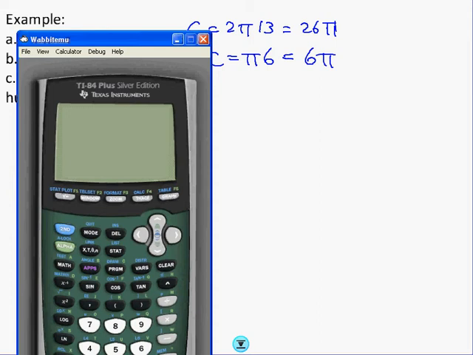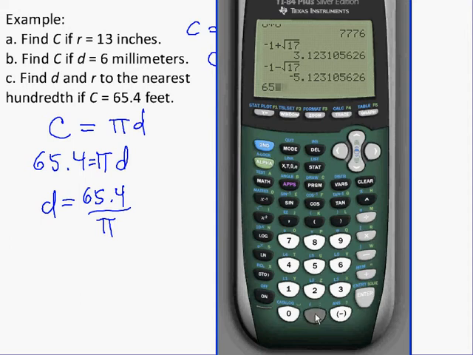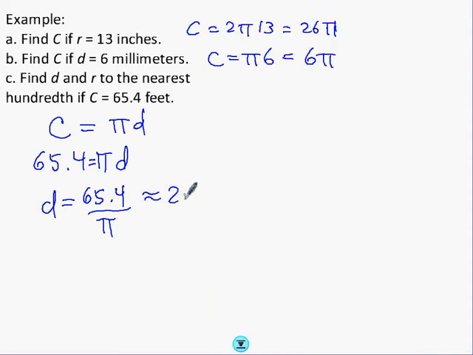If you're curious, yes, you could solve for the radius first. I just happen to choose to solve for this first. 65.4 divided by pi. It says to the nearest tenth, that's going to be 20.8. And if they want the radius, I could solve for it the same way I did circumference, or I could just divide, right, the radius is equal to half of the diameter, which is going to be approximately 10.4.